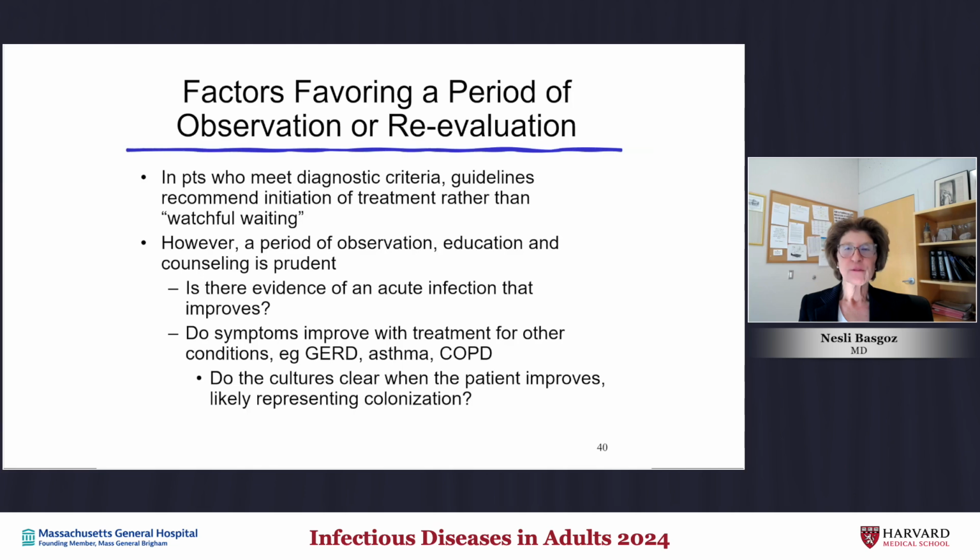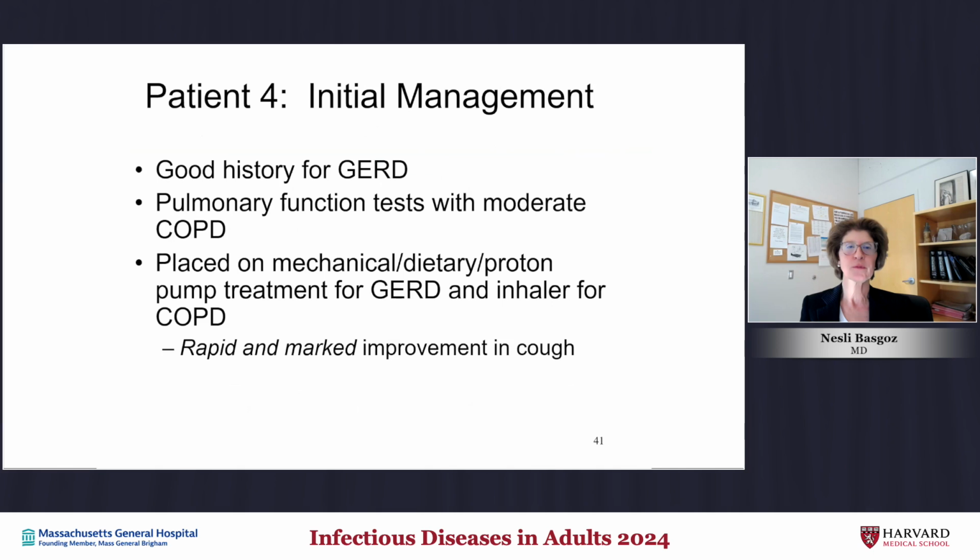Factors favoring a period of observation or reevaluation include evidence of an acute infection that improves. So, for example, an acute viral infection diagnosed or presumed. And do symptoms improve with treatment for other conditions such as GERD, asthma, COPD? And if so, do the cultures clear when the patient improves, which I've seen many times. So patient 4 gave a good history for GERD. Her pulmonary function test showed moderate COPD. She was placed on treatment for both of these, and she had a rapid and marked improvement in her cough.